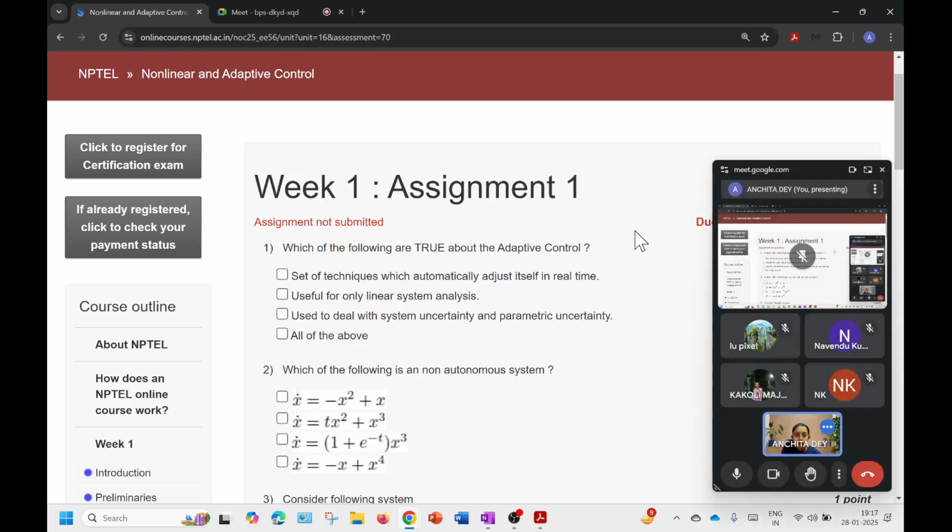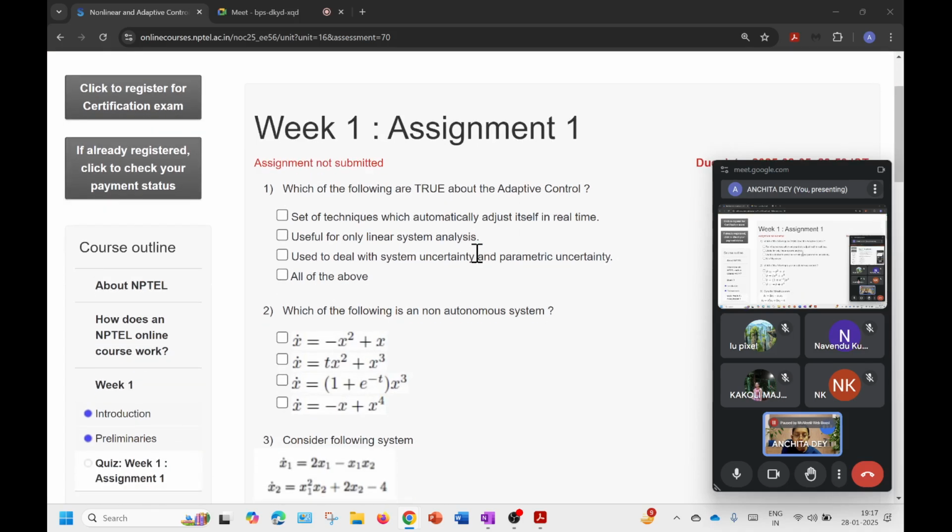Okay, so these are the questions that we had. For the first question, can you guys tell me what would be the answer? Which of the following are true about the adaptive control? So the first option is a set of techniques which automatically adjust itself in real time. I think it's quite understandable. This is one of the correct answers because that's what adaptive means.